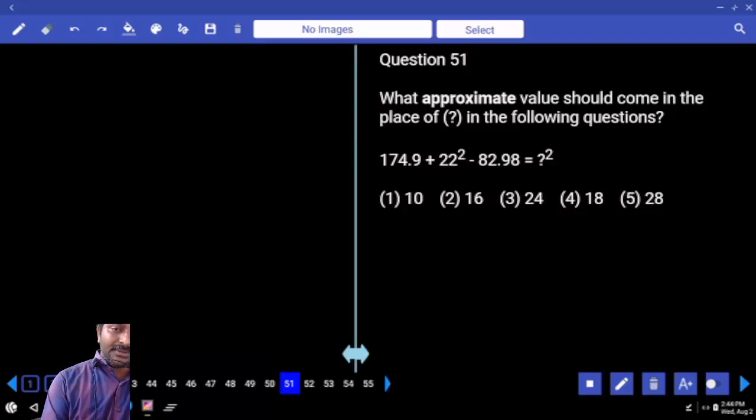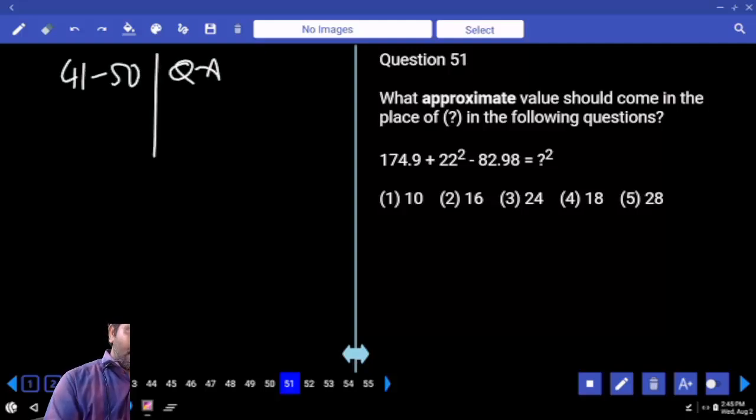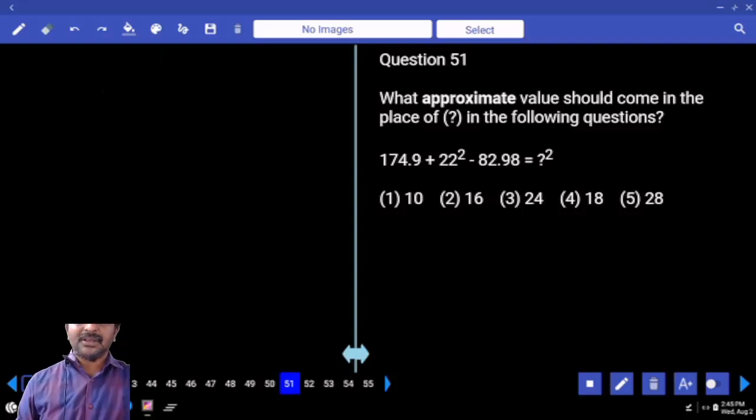So just mention those numbers, 41 to 50. What are those? Quant. Will you solve? Approximation. Come on.